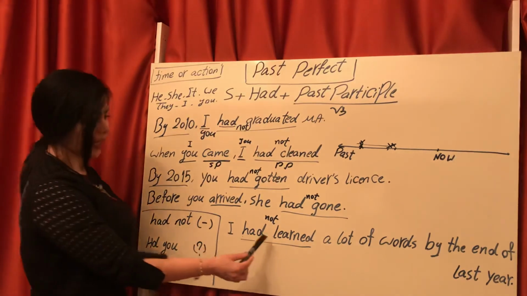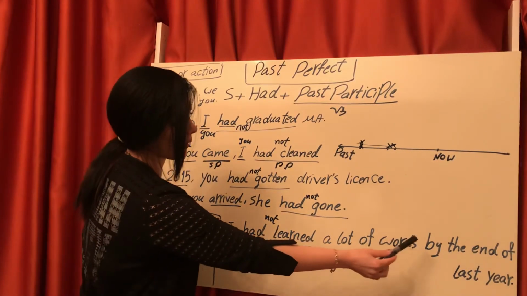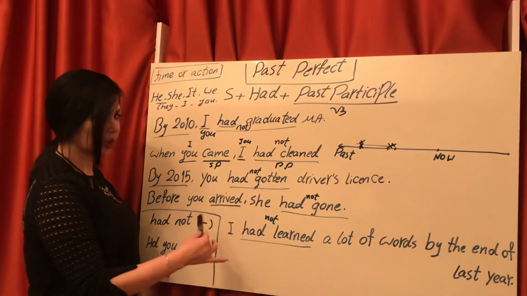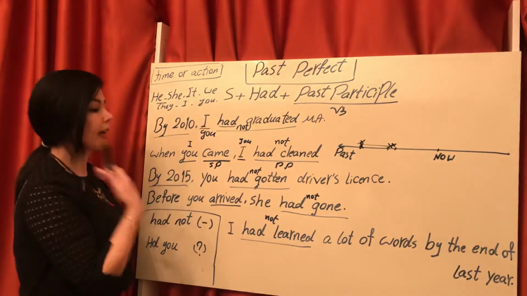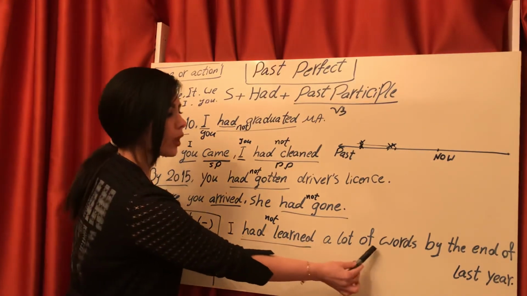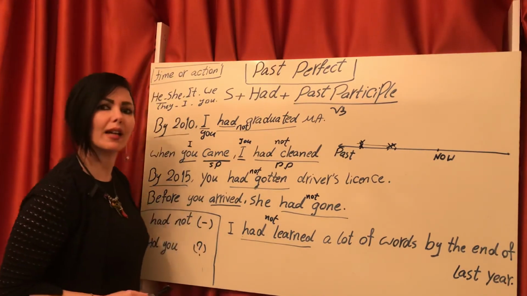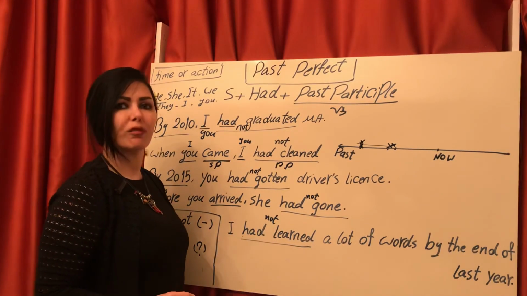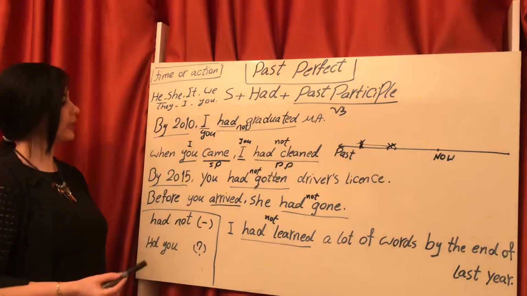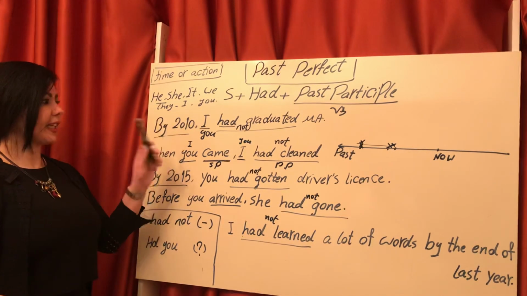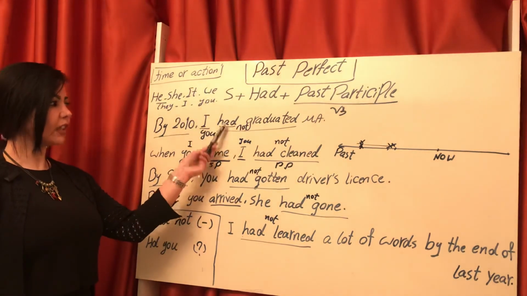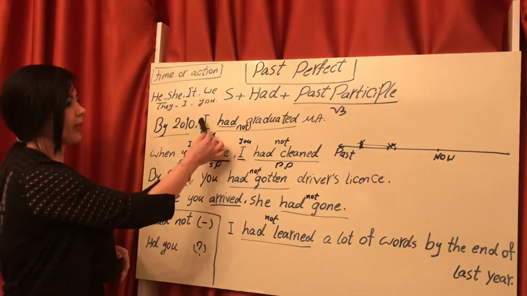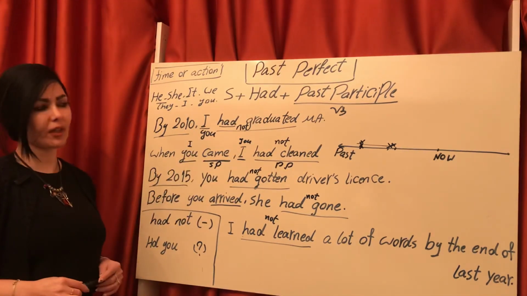And here, I had learned a lot of words by the end of last year. For question, I changes to you. Had you learned a lot of words by the end of last year? So, for negative, we just add not to had, and for question, we change the place of had and the subject.